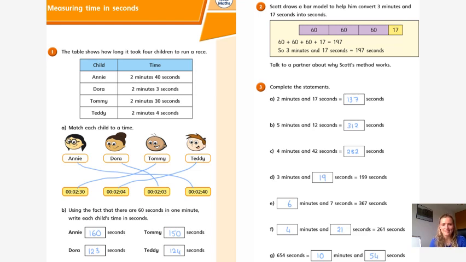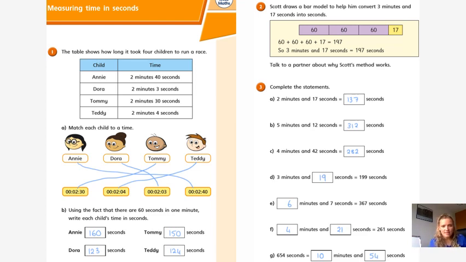So we now need to look at the seconds. So 40 seconds, the final number after the colon should be 40. So Annie should be with 0, 0, 0, 2, 40. Dora should have 3 seconds, but remember it won't just be 3, it will be 0, 3. Tommy has 30 seconds, so the last number should be 30, and Teddy has 4 seconds, and remember it will be 0, 4 because it is for a 1-digit number.